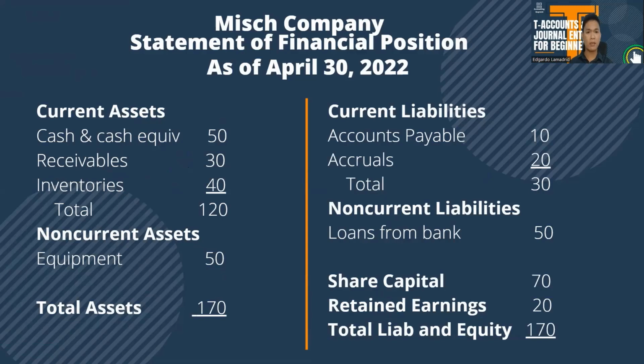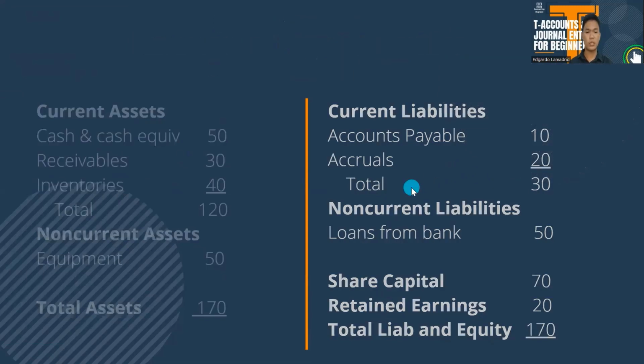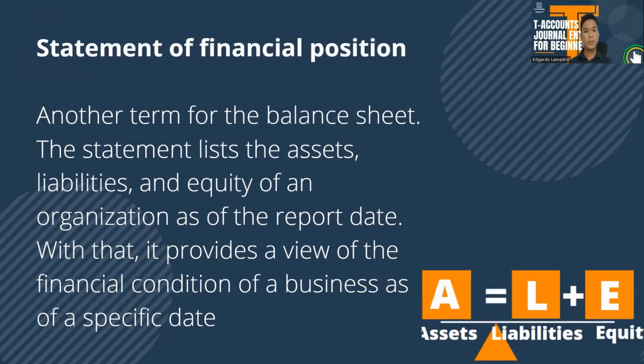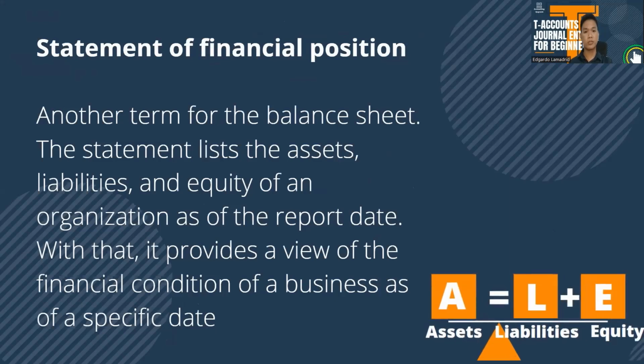But exactly, what is the statement of financial position? So the statement of financial position is another term for the balance sheet. That statement lists the assets, liabilities, and equity of an organization as of the report date. With that, it provides a view of the financial condition of a business as of a specific date.